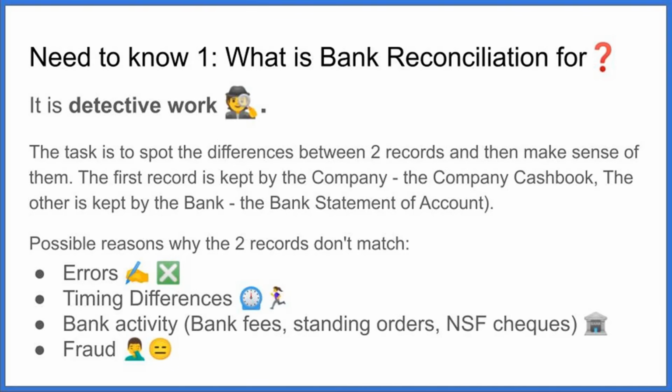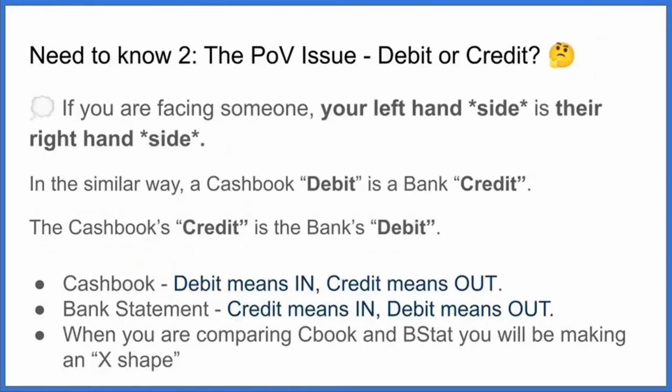Now the second thing is the POV issue. Is it a debit or is it a credit? What does a debit mean? What does a credit mean? It can be confusing, right? The very first thing that you just want to remember about this is that it's pretty simple. It's like how if you're facing someone, your left-hand side is their right-hand side, right? And if you ever really fully noticed that, but this is how the question, my left or your left, comes up, because your left-hand side is their right-hand side because you're facing each other. It's a kind of point of view thing.